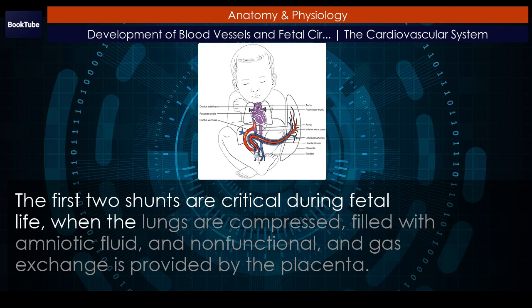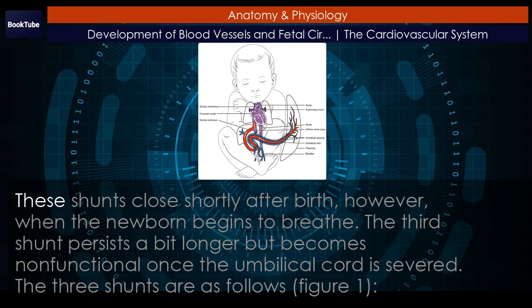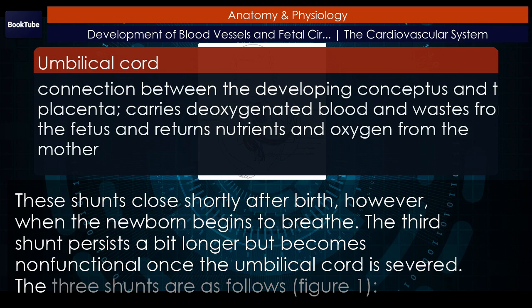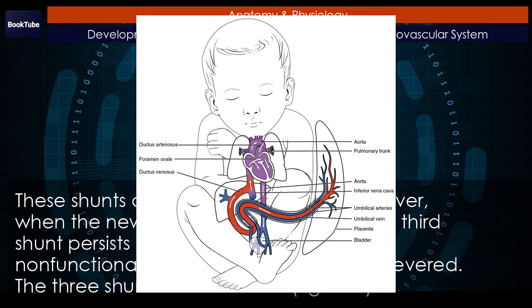When the lungs are compressed, filled with amniotic fluid, and non-functional, and gas exchange is provided by the placenta, these shunts close shortly after birth. However, when the newborn begins to breathe, the third shunt persists a bit longer but becomes non-functional once the umbilical cord is severed. The 3 shunts are as follows.